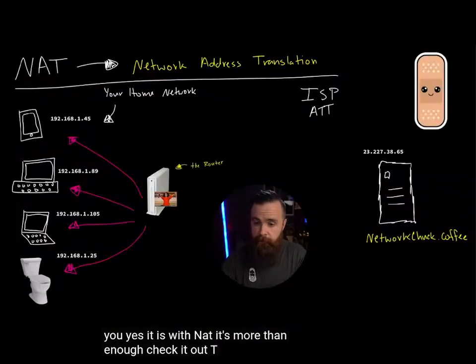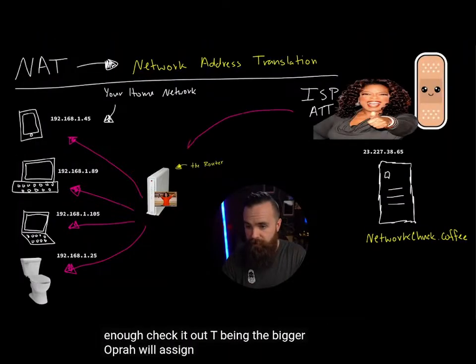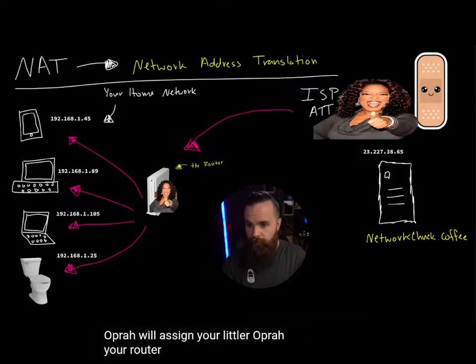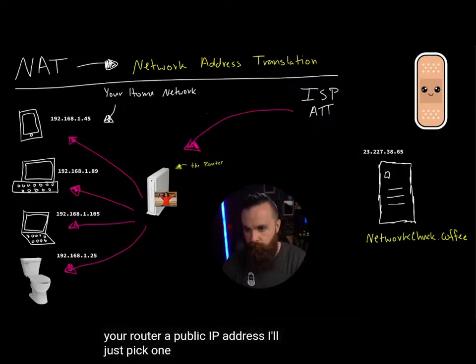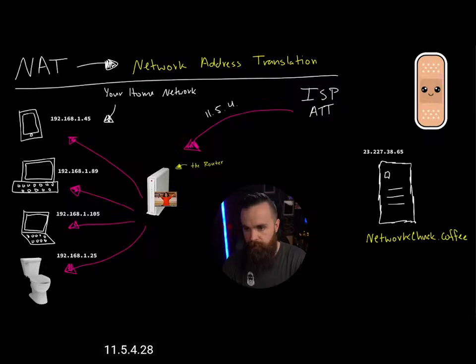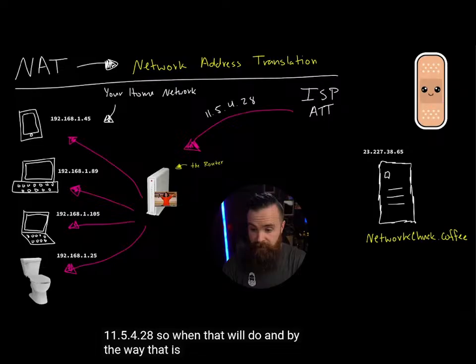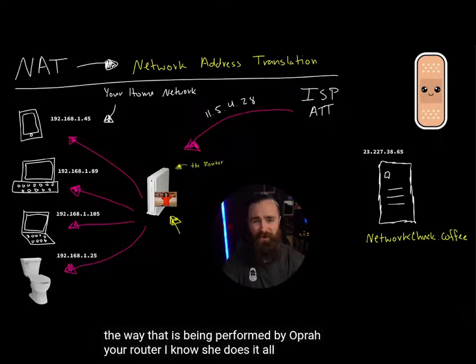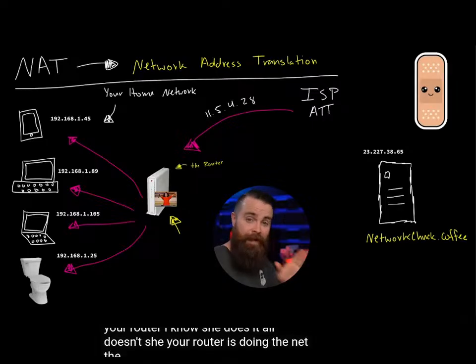Check it out. AT&T, being the bigger Oprah, will assign your littler Oprah, your router, a public IP address. I'll just pick one randomly. Let's say 11.5.4.28. So what NAT will do, and by the way, NAT is being performed by Oprah, your router. I know, she does it all, doesn't she? Your router is doing the NAT, the network address translation.